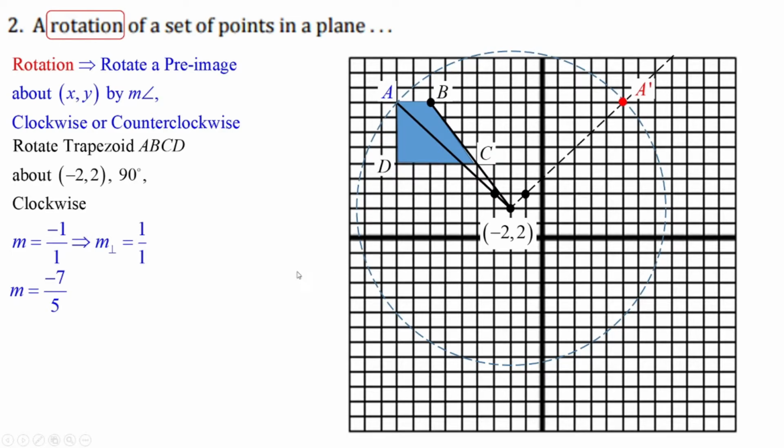So a perpendicular would be then the negative reciprocal of this fraction right here, and the opposite of a negative is positive, and the reciprocal of 7 over 5 is 5 over 7. So that means I can do this perfect right here by just going up 5, 1, 2, 3, 4, 5, and then to the right 7, 1, 2, 3, 4, 5, 6, 7. There it is right there.